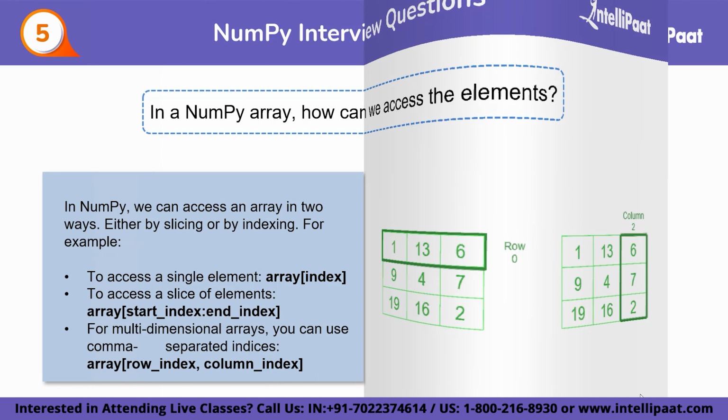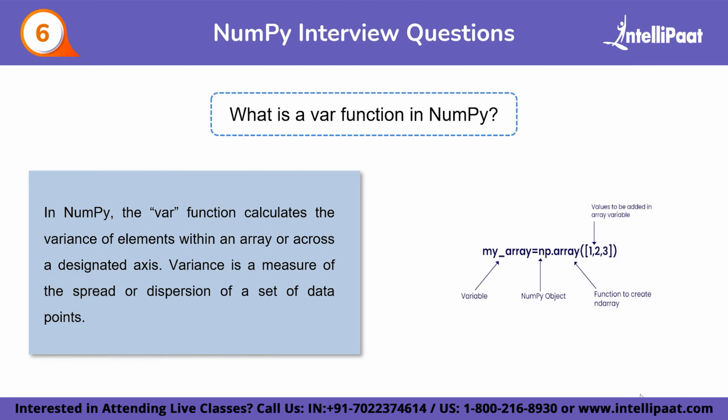Moving on to our next question. What is the var function in NumPy? So in NumPy, the var function is used to calculate the variance of elements in an array, which helps measure how spread out the data points are. You can compute the variance for the entire array or along a specific axis. For example, np.var(array) gives the overall variance, while np.var(array, axis=0) computes variance along columns. The function is handy for understanding data variability and distribution.